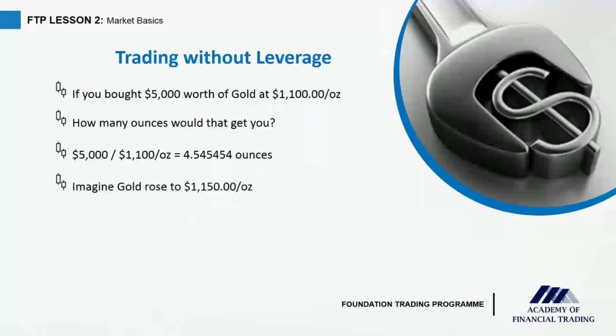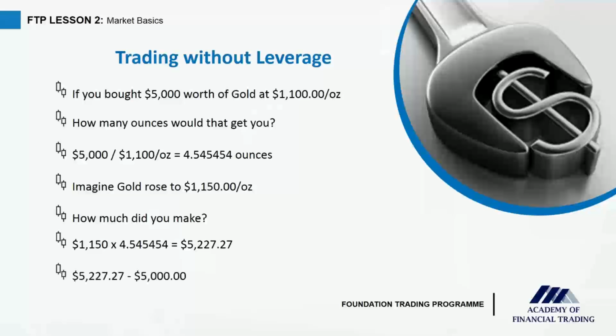Okay, now imagine then that gold rose. It went in your favor. You've bought it, you're hoping that it will rise. It does rise. It goes up by $50 per ounce. How much do you make if you started out at $5,000? If you bought $5,000 worth of gold, which is 4.545454 ounces, and gold went up by $50 an ounce, how much would you make? So you would end up with $5,227.27. So your profit would be $227.27. That's what you would make. Okay? Are we all okay with that?